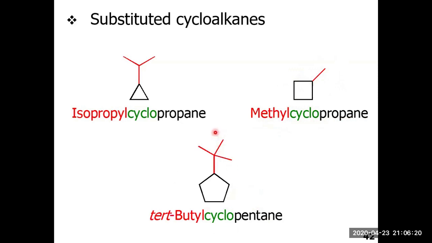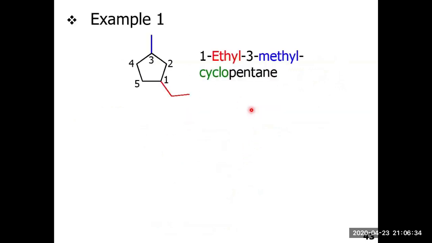Okay, again, you should recognize that this one is your tert-butyl group. So this one is named as tert-butyl cyclopentane. So the naming for monocyclic compounds is just easy. Now, let's take a look at cycloalkanes bearing 2 or more substituents.